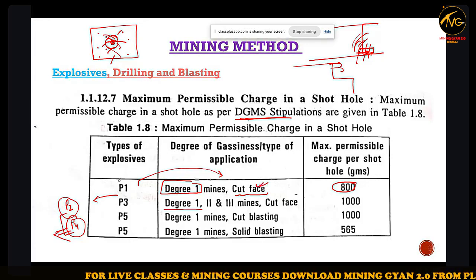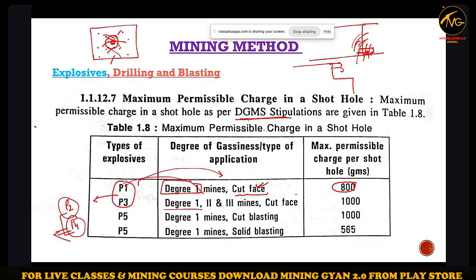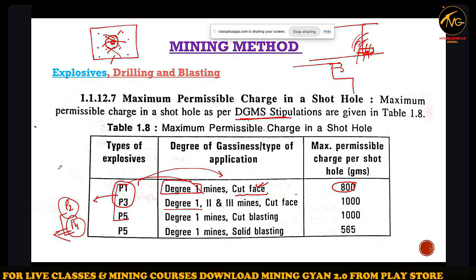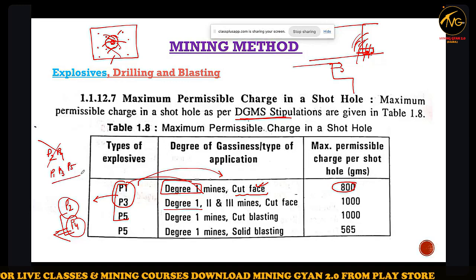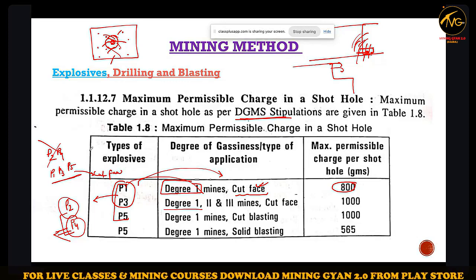P1 और P3 कट फेस के लिए यूज हो रहा. P2 और P4 का तो यूज ही नहीं है ना. बाकी बचे P1, P3 and P5. So it will be used in cut face, so we can use any one. But for solid blasting we use P5, so you should know this one.